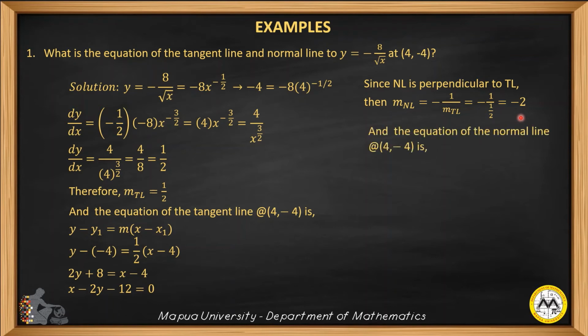With this, and using the point 4, negative 4, the equation of the normal line, still using the point slope form, would now be given by y minus negative 4 is equal to negative 2 times x minus 4, or we simplify this to 2x plus y minus 4 is equal to 0.